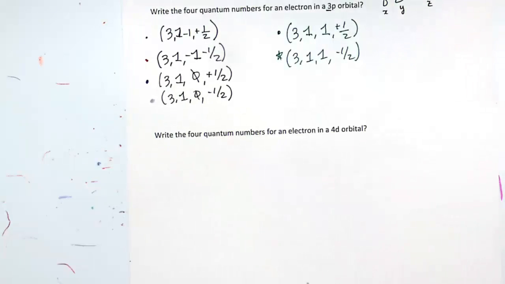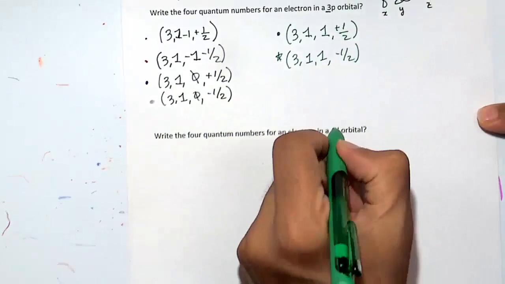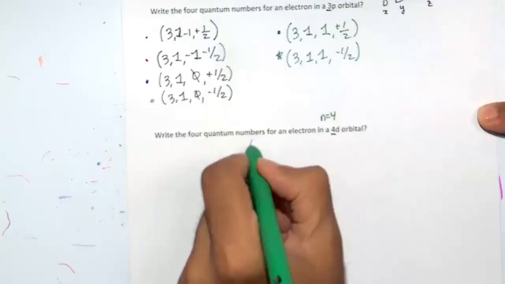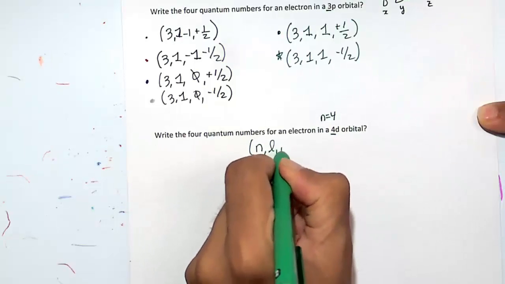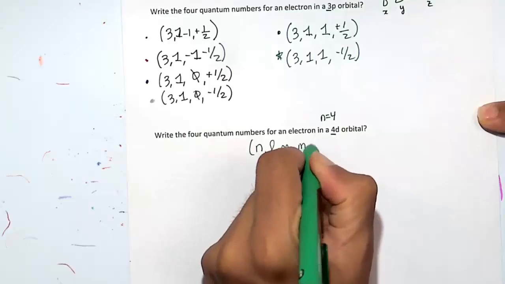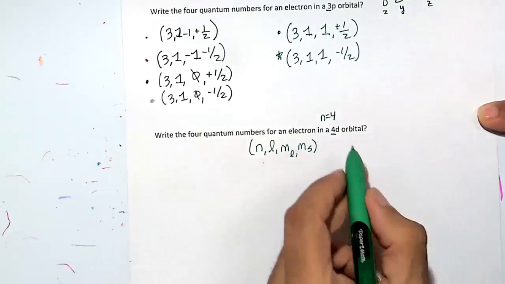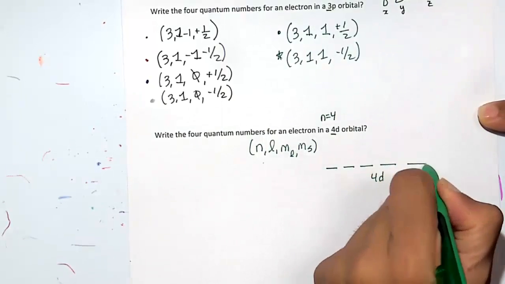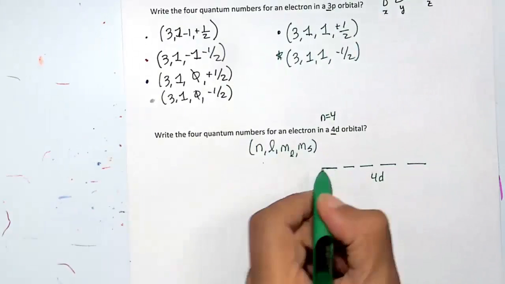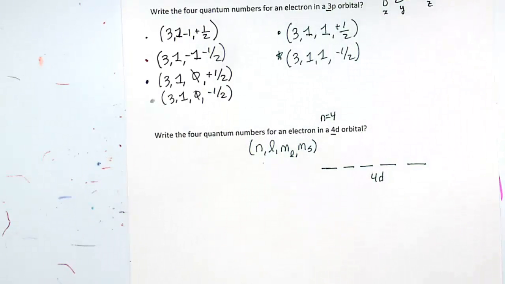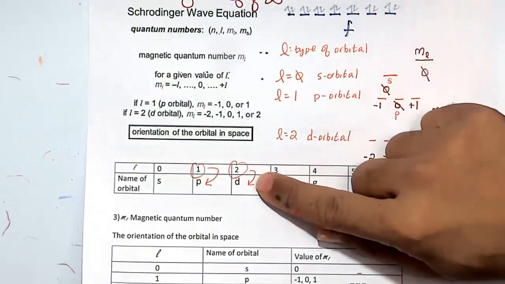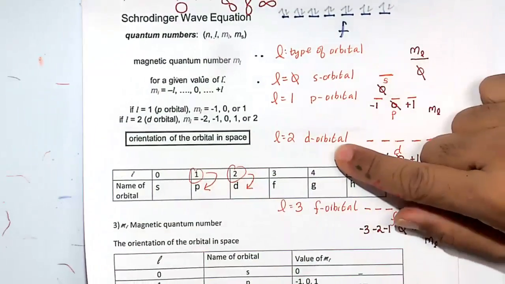All right, how about a 4d orbital? Right off the bat, n is equal to 4. This is energy level 4. The 4 quantum numbers are n, l, m sub l, and m sub s. D actually contains 5 slots: 1, 2, 3, 4, 5. And what is L for a d orbital? Correct, L is 2 for a d orbital.